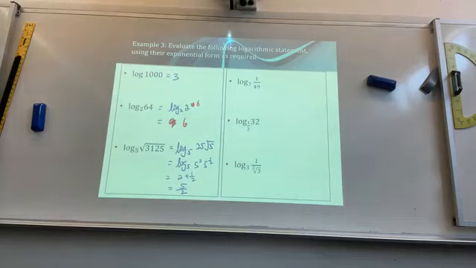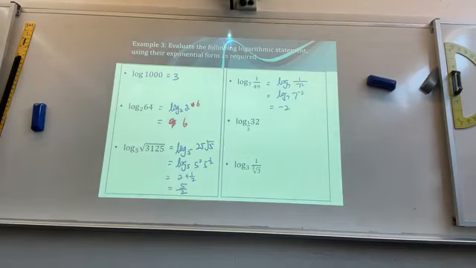Alright, try the next one. Write it in terms of the base. So 1 over 49 is 7 to the power of negative 2. So it's equal to negative 2.